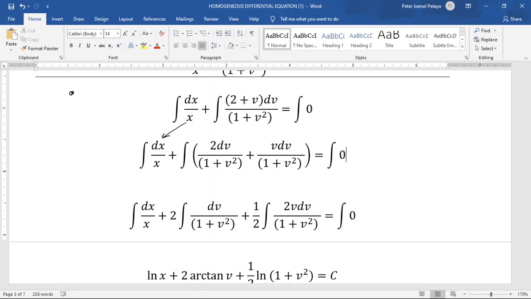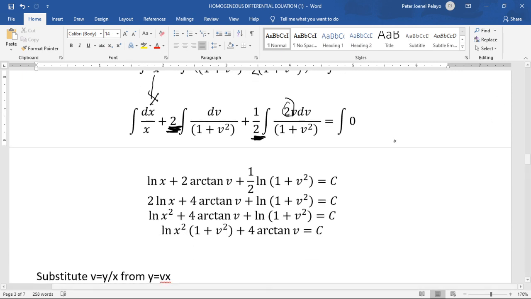So, tutuloy natin. Pwede natin pag-separatein to. Tama? So, 2 dv and then v dv over 1 plus v squared. Now, ito, rule of the integral, pwede mong ilabas si numerical coefficient. And then this, magagamit kasi natin siya pag nag-substitution tayo. So, we will multiply by 1/2, but we will also divide by 1/2.